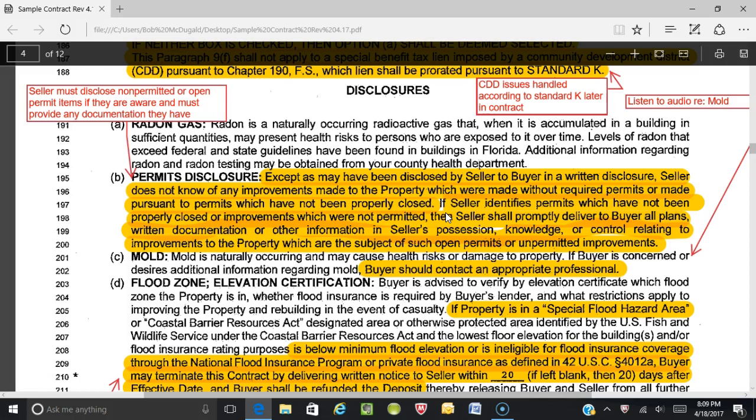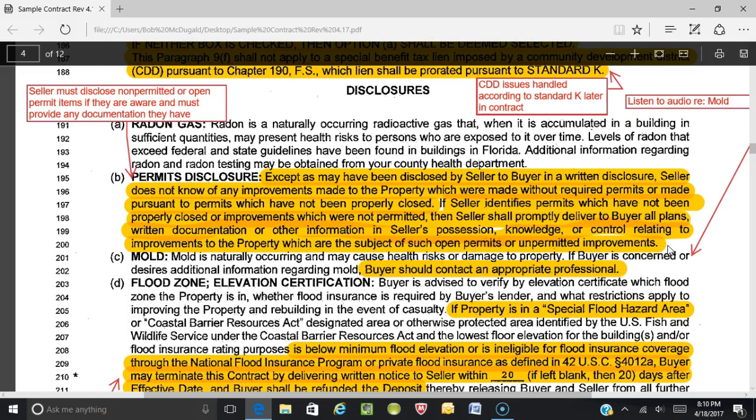It says other than those that we've already disclosed, there's nothing else that we're aware of. If seller identifies permits which have not been properly closed or improvements which were not permitted, then the seller shall promptly deliver to buyer all the plans, written documentation, or other information in the seller's possession, knowledge, or control relating to the improvements of the property which are subject to such open permits or unpermitted improvements. So if the buyer discovers that there is unpermitted work done, and by the way, you need to start having these inspections done and doing these municipal lien searches and open permit searches, all that needs to be done during the inspection period, which is anywhere from 10 to 15 days. So we have to have that done right away.